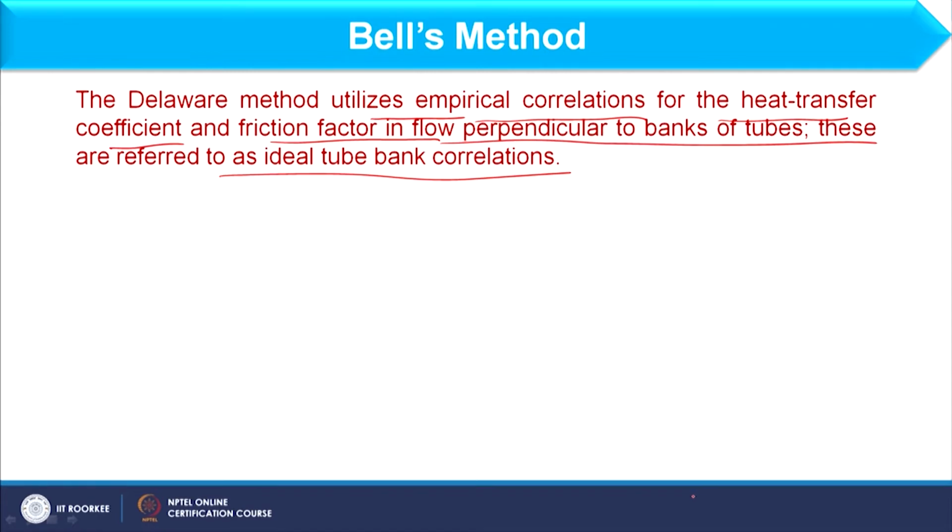So, Bell's method first considers an ideal tube bank. It means no hurdle or no effect of other factors is there, right. So, first of all the ideal tube bank should be considered, and then we will consider different factors which correspond to different conditions in the heat exchanger.